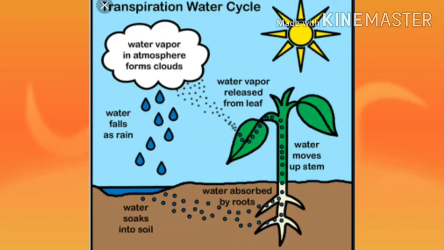The second factor that affects the rate of transpiration is temperature. Transpiration is higher in hot summer days as compared to cold winters. Next factor is wind. Transpiration is more when the wind is blowing faster, as the water vapor is removed faster from the leaves. Humidity. Transpiration is reduced if the air is humid because of the reduced diffusion of water vapor in air.